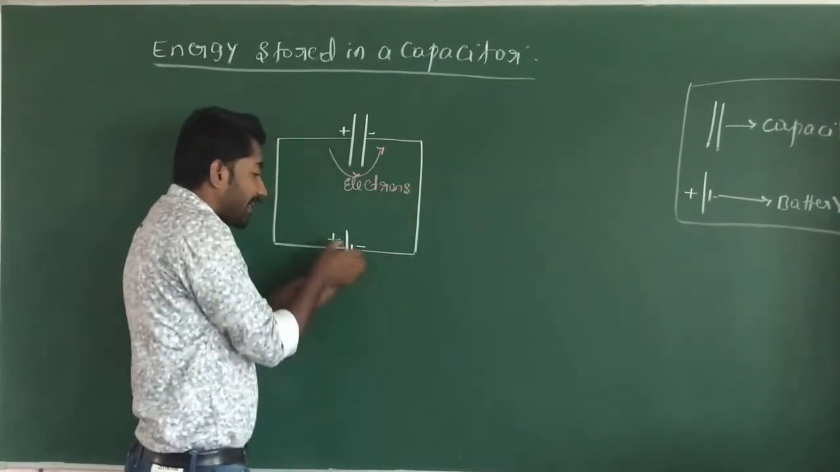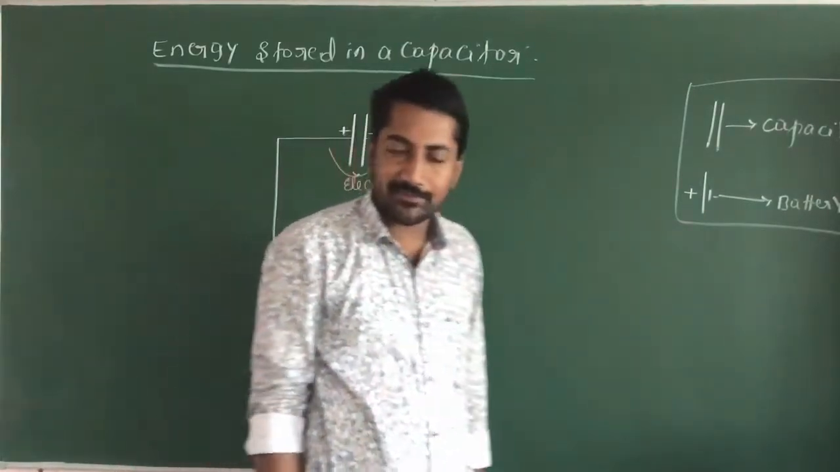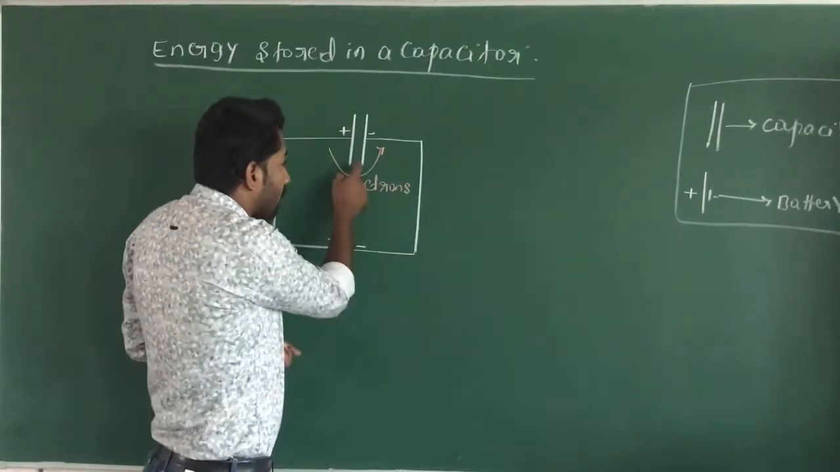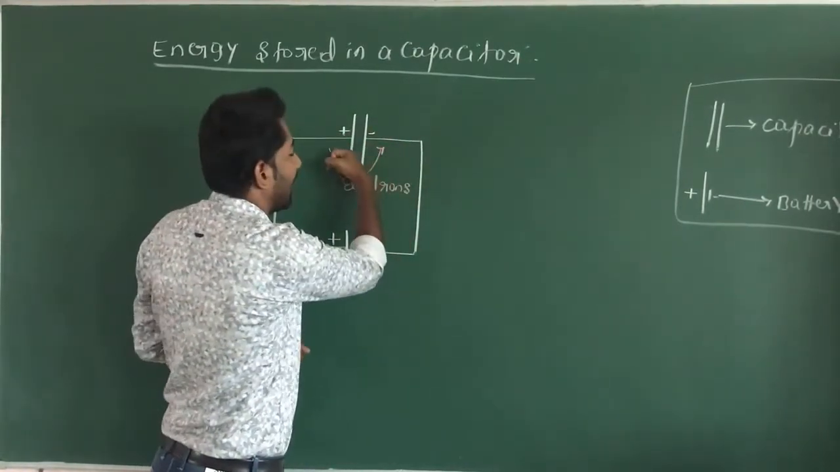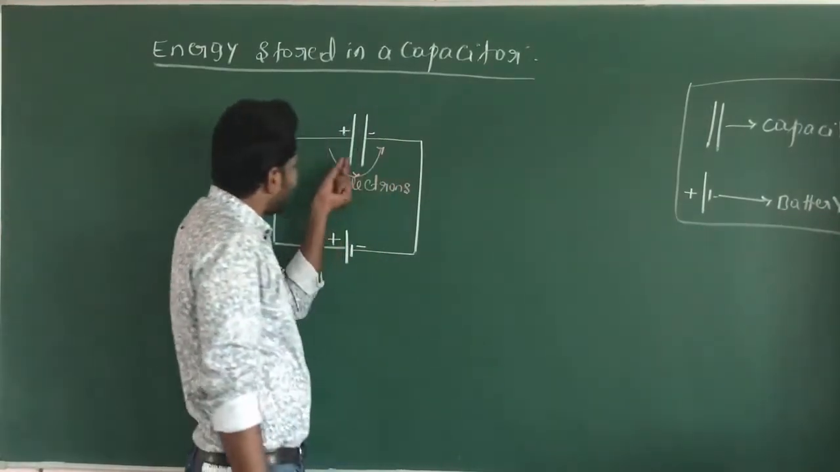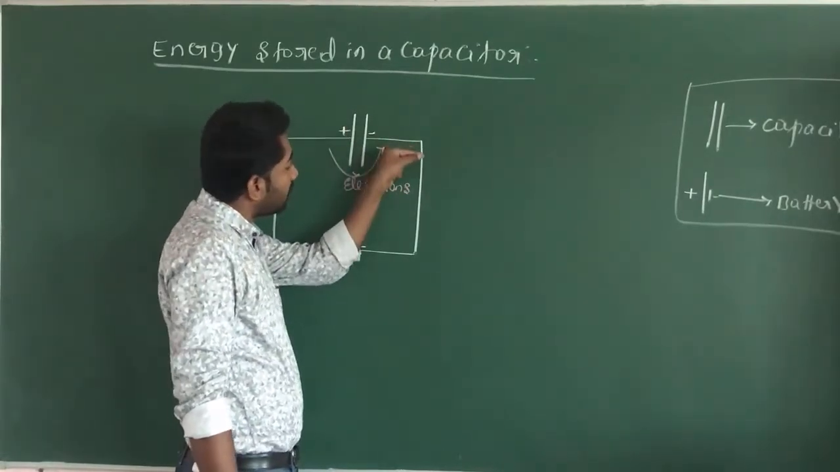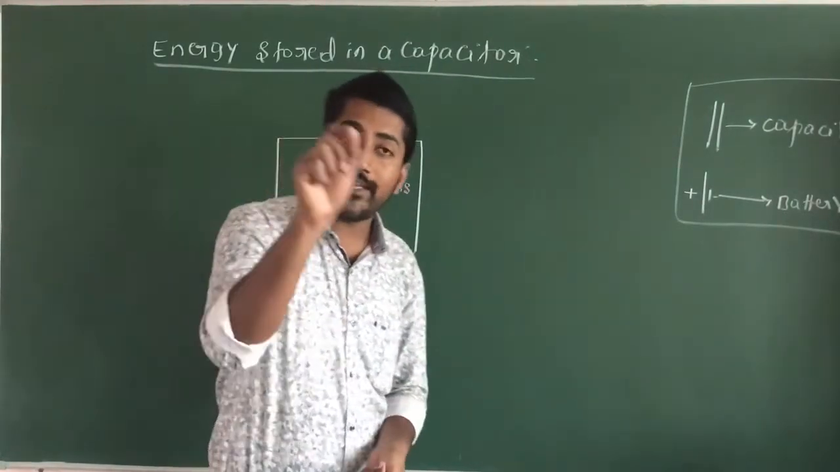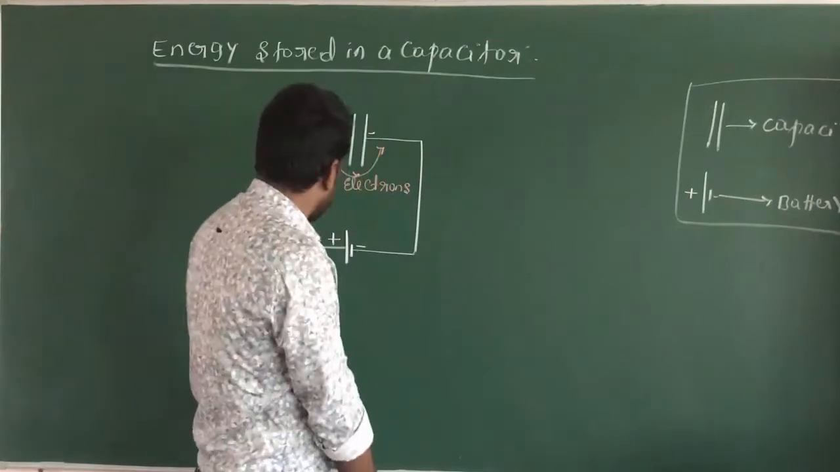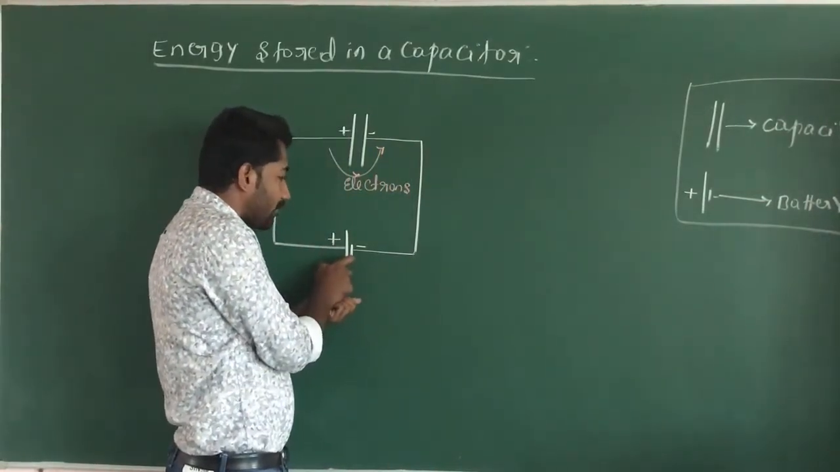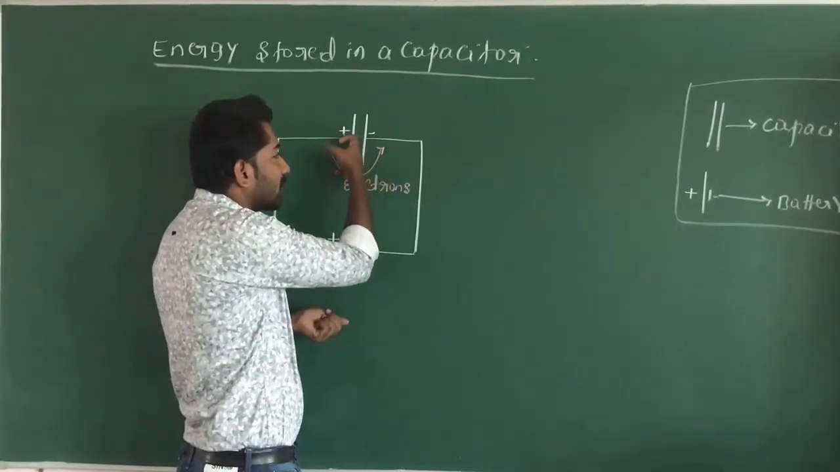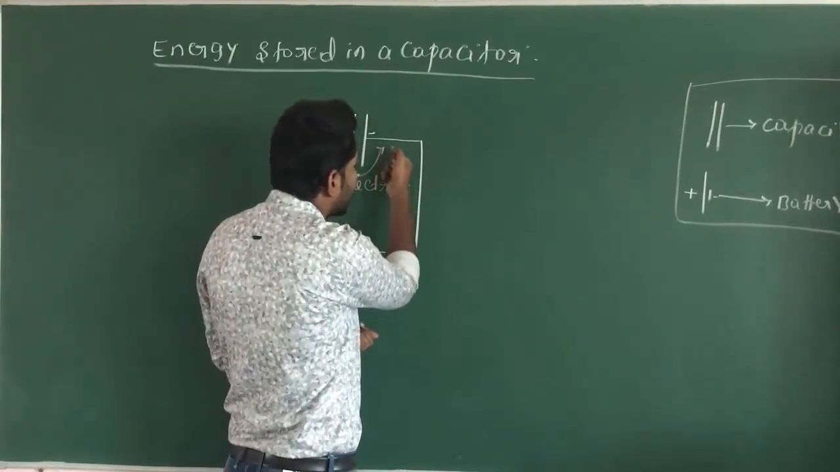Here, when the battery is connected to the uncharged capacitor, the electrons are pulled from the positive plate and transferred to the negative plate. When electrons are pulled from the positive plate and transferred to the negative plate, a certain amount of work is done by the battery during the process of transferring the electrons from the positive plate to the negative plate.